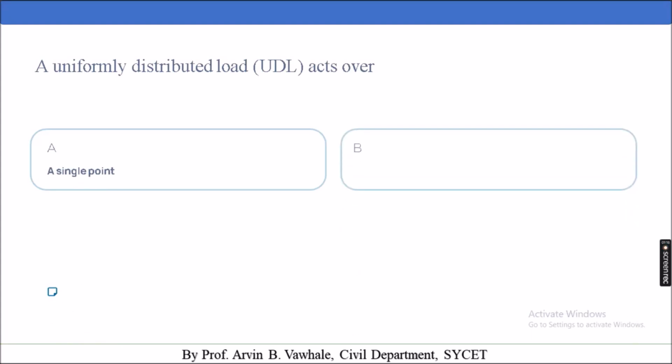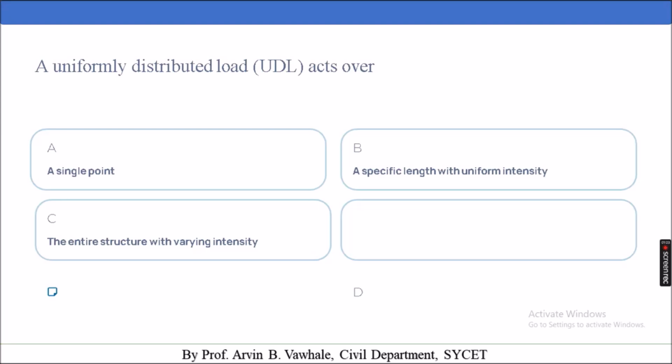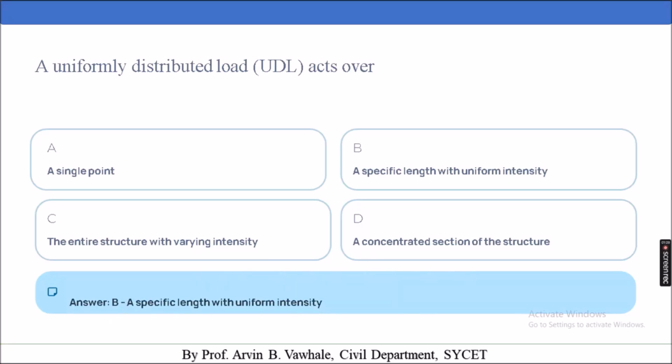A uniformly distributed load, UDL, acts over: option A, a single point; option B, a specific length with uniform intensity; option C, the entire structure with varying intensity; option D, a concentrated section of the structure. Answer: option B, a specific length with uniform intensity.